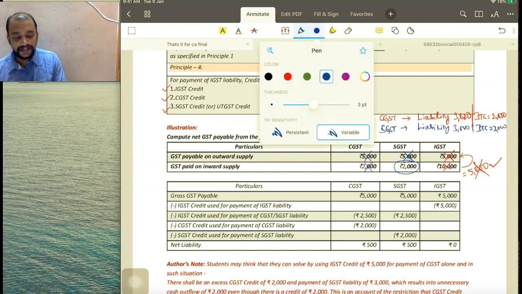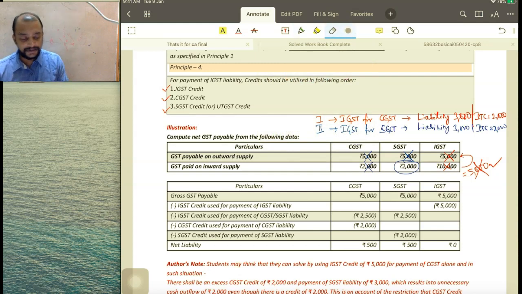Now, let's go with another alternative, alternative 3. This way I can use in any proportion. So I am using 50-50. Why 50-50? Look into CGST, SGST liability. It is in equal ratio. So therefore I will be using 50-50. First I will pay CGST, SGST. So 2500, 2500 I will pay. So balance 2500, 2500. Then I will use this.